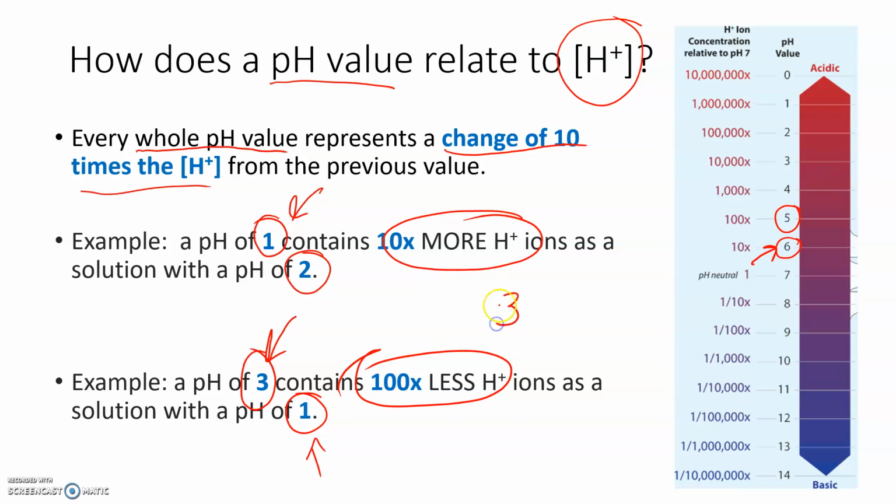Think of it this way. As I go from 1 to 2 to 3, this substance is becoming less acidic as that pH rises. And then there's a power of 10 difference between each whole number in the pH scale. So there would be 10 times less hydrogen ions in something with a pH of 2 compared to something with a pH of 1. But if you wanted to compare something with a pH of 3 to something with a pH of 1, 10 times 10 means there's 100 times less hydrogen ions in something with the pH of 3.